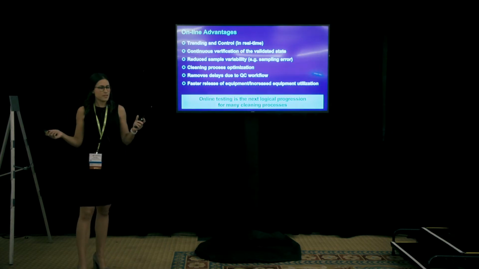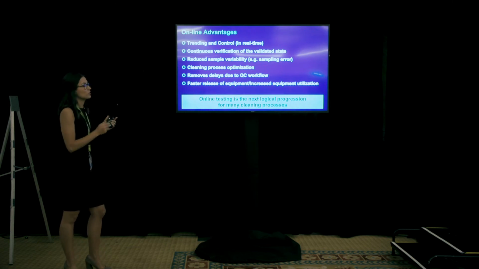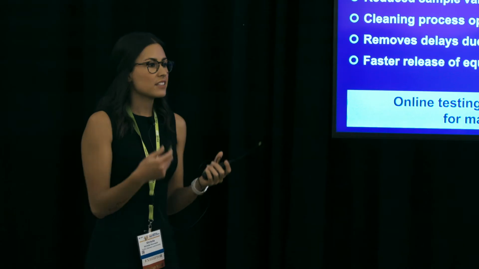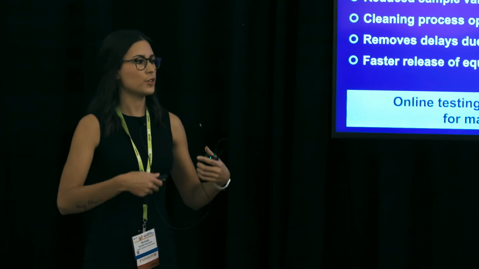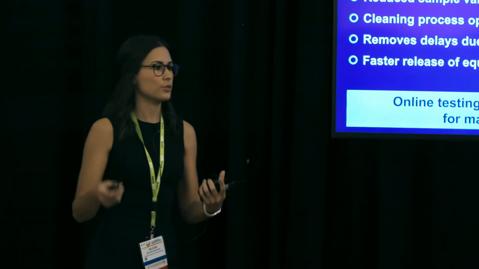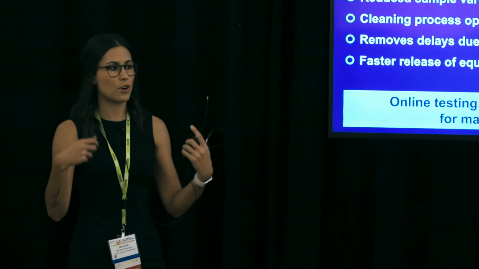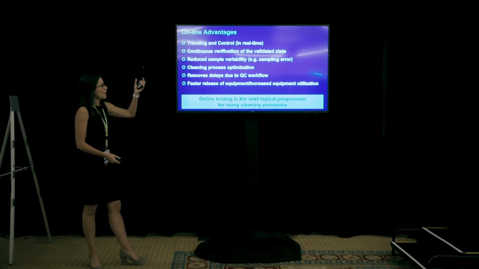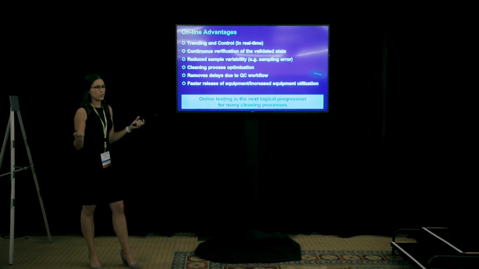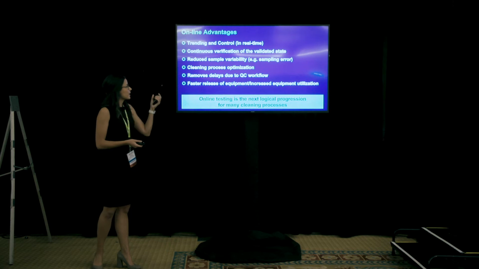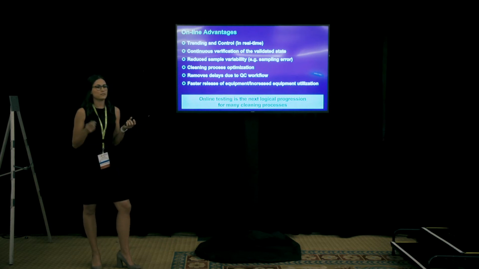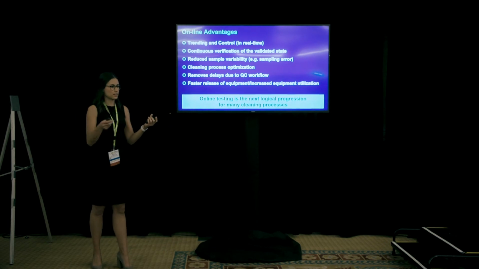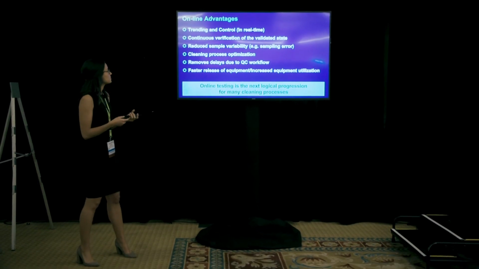So just to touch on some of the advantages, trending and control in real time. That's huge. So you can go back, you can trend your process, and this allows you to optimize, to scale up. If you are over cleaning and maybe you want to use less detergent to make it a little bit more of a sustainable process, this data is huge, and you can see what your process is doing over time. Continuous verification of the validated state, demonstrating control, right? That's huge. You want to be able to prove that your process is well understood and well controlled.